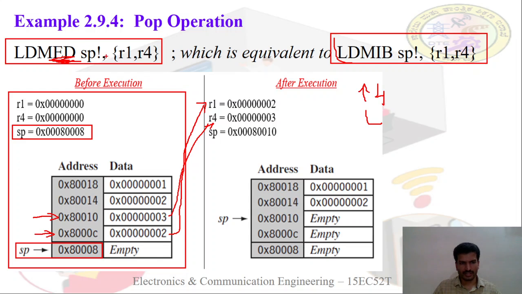So at the end, the stack pointer will be updated with the end address. Now the SP is pointing here. The SP now contains address 8010. So before execution it was 8008, now 8010. So after retrieving these two data, this location becomes empty. So now the SP is pointing to an empty location only, before execution also, after execution also. ED means empty location. So before execution SP is pointing to this empty location, and after execution SP is pointing to this empty location.